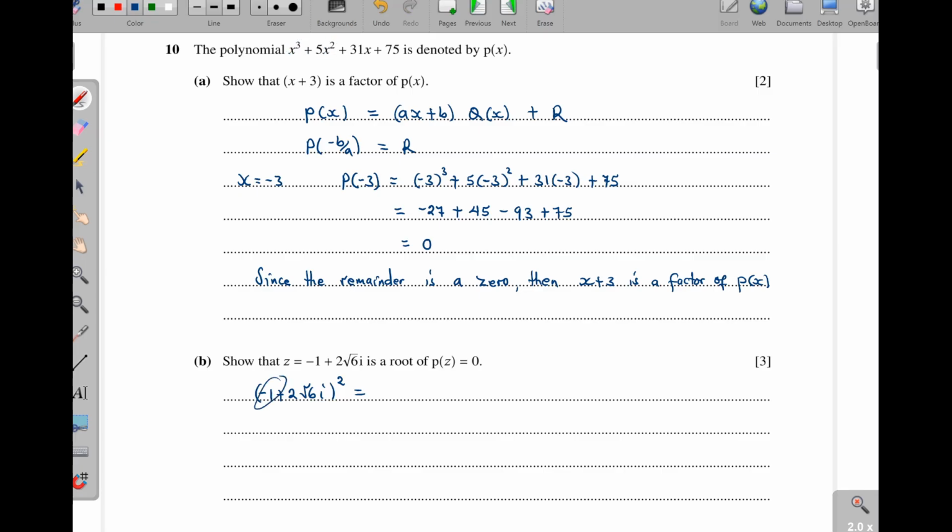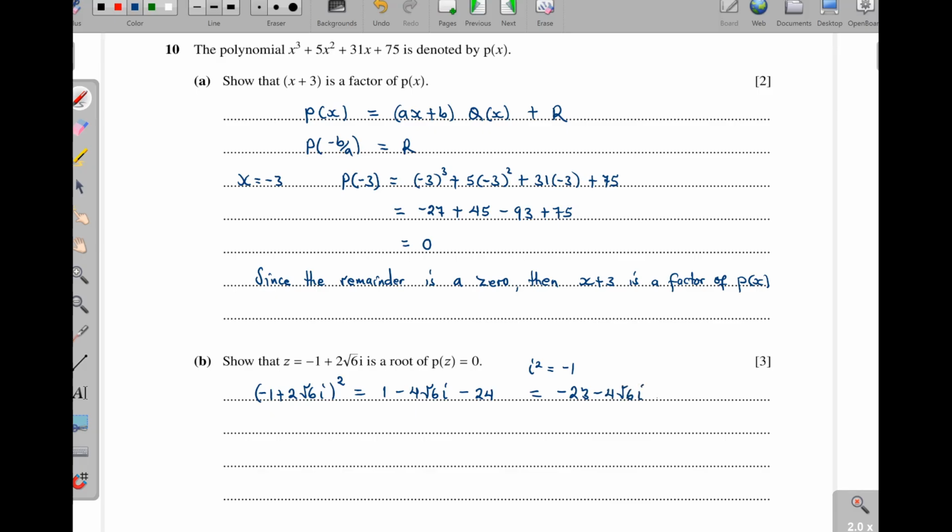So the square is going to be: you square this one here, you will get a 1. Then this times that, we shall get negative 4 root of 6i. Then plus, now square this one here. When you square this, you get a 4. Then 4 times 6, that is 24. And then i squared, and you know that i squared is negative 1. So we shall have negative 24. Remember, i squared is equal to negative what? 1. So meaning here I'll have negative 23, then minus 4 root of 6 i.